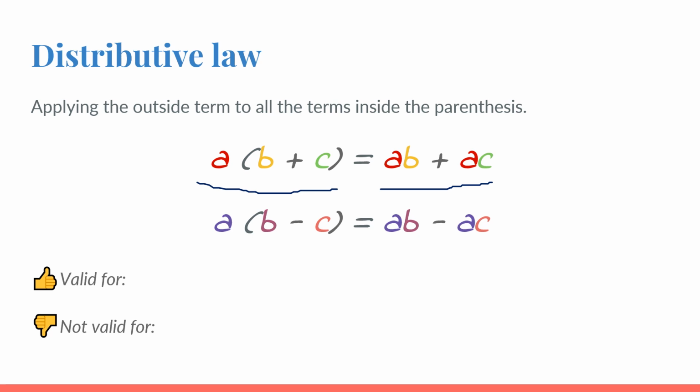Similarly, when we have a times b minus c in the bracket, this should be equal to ab minus ac. So this distributive law is applicable or valid for addition and subtraction, and it is not valid for multiplication and division. So try it out and try to prove that it is not valid for multiplication and division.